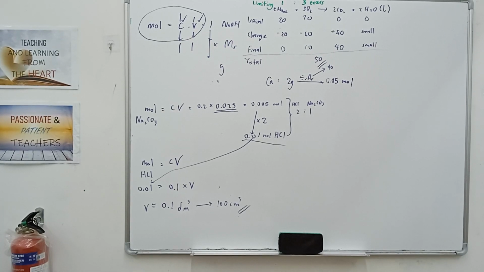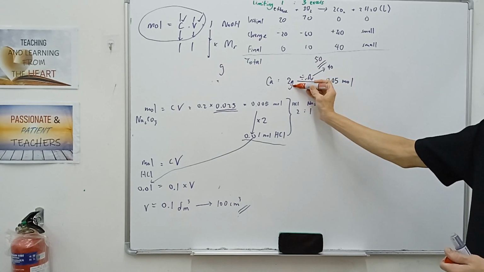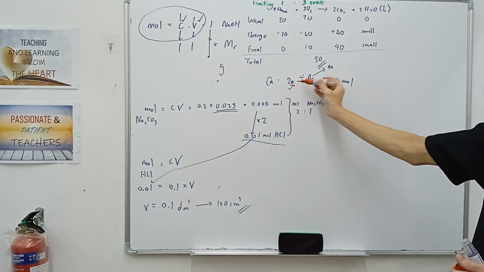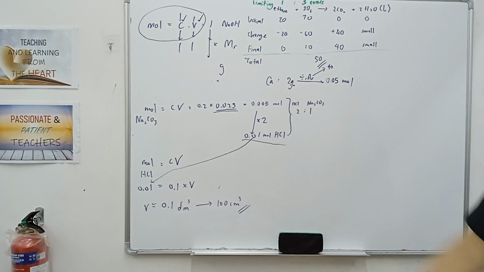Okay, one reminder, which I've stressed a few times before: make sure your mass is in grams. Grams is not the SI unit, but for this kind of calculation, you need to be in grams. Mass has to be in grams before you divide by MR or AR.